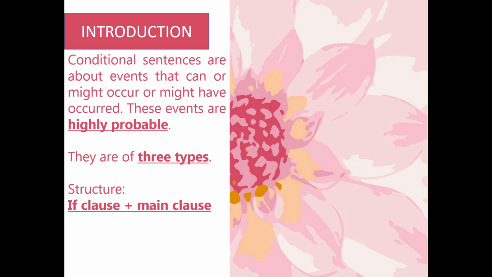That is, if clause plus main clause, which means there will be two clauses: one will be the if clause and the other will be the main clause, which is also known as the result clause. So, let's understand it one by one. We'll start with type 1.